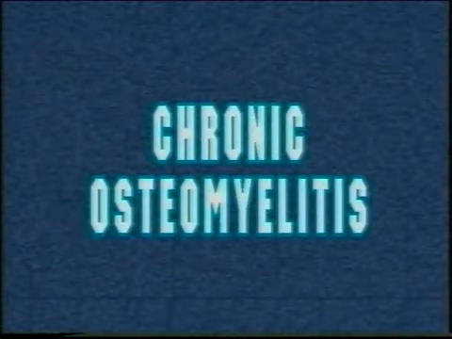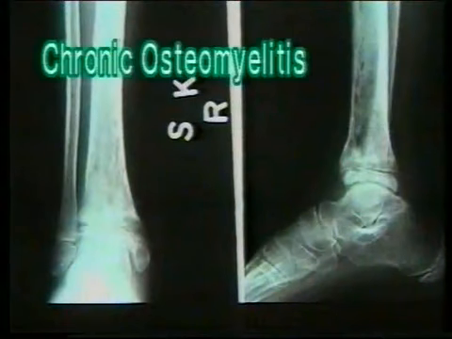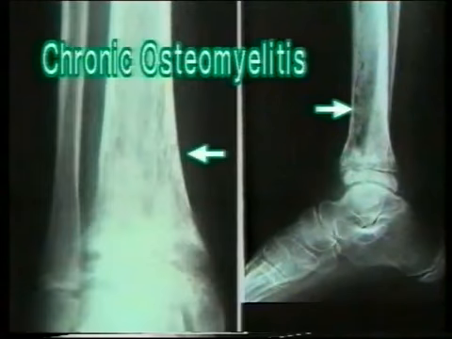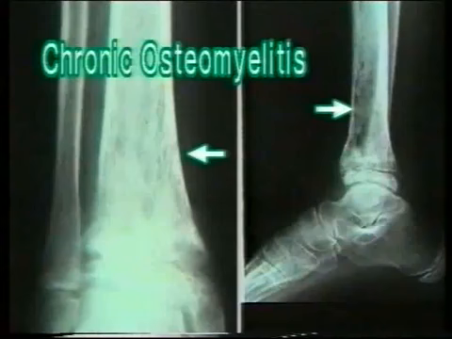Chronic osteomyelitis. This X-ray shows areas of rarefaction in the lower end of tibia surrounded by some sclerotic changes. This is the first change to be seen on X-ray in chronic osteomyelitis. Note the multiple osteolytic areas and surrounding sclerosis.